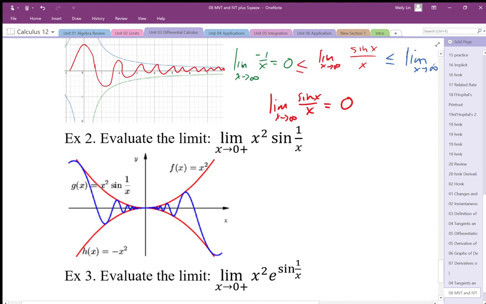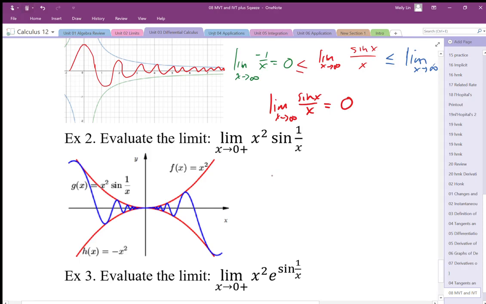However, what we can do is say that this whole function must be squeezed between x squared times 1, where this is equal to 1, that's the greatest value that it can be, and this also has to be squeezed between x squared times negative 1, because that's the lowest value that it can be. So then we're going to set up this limit.